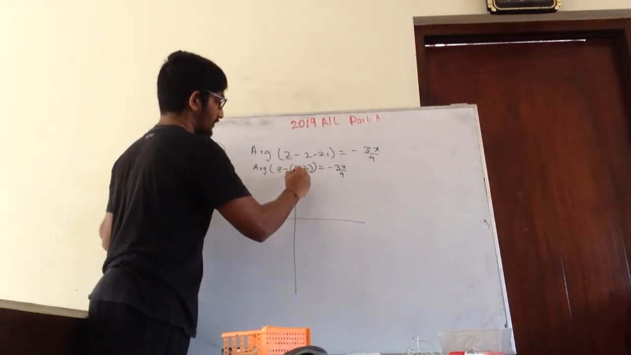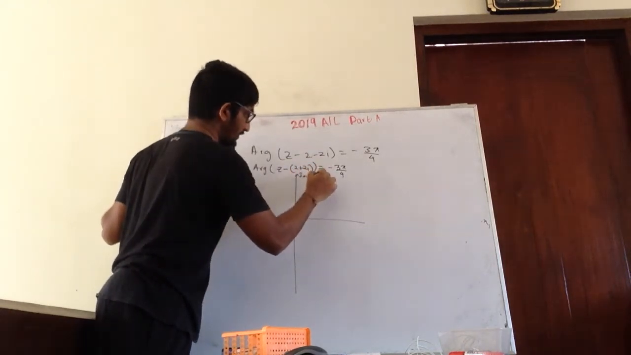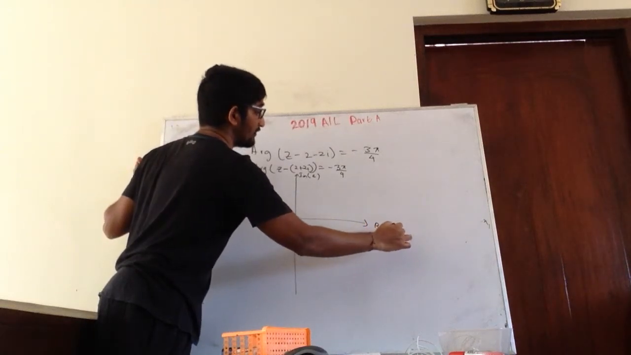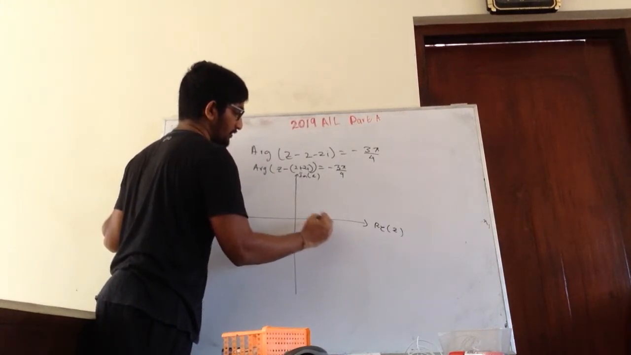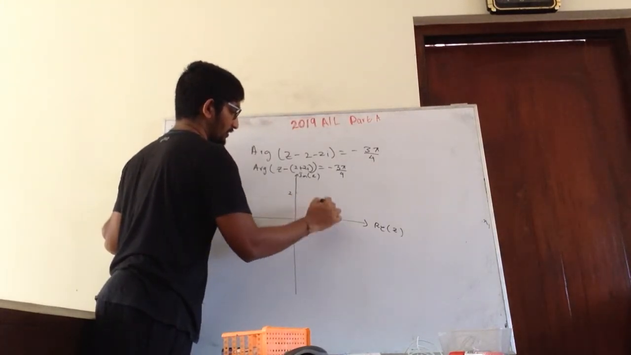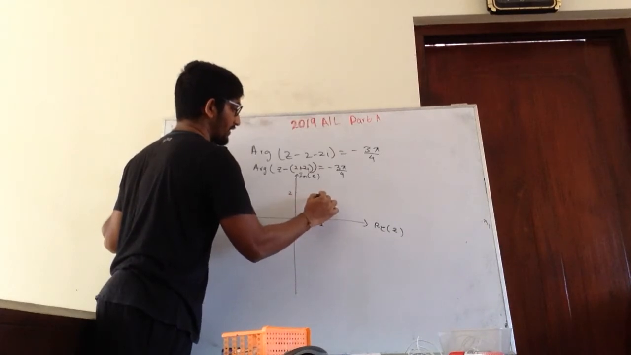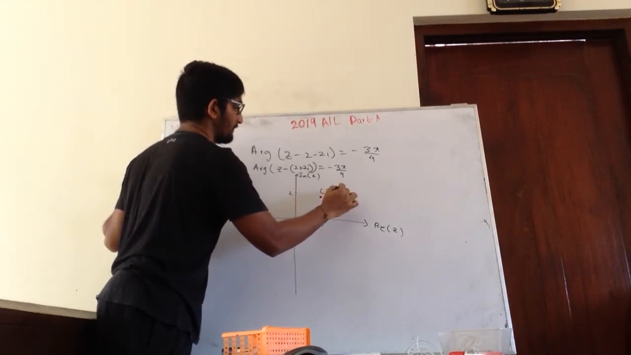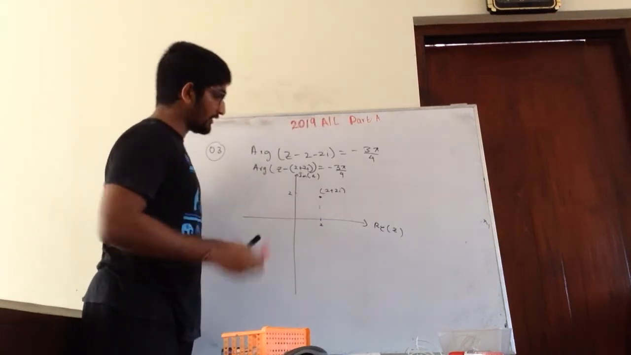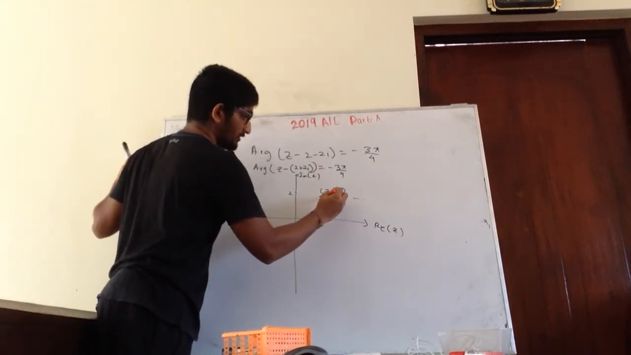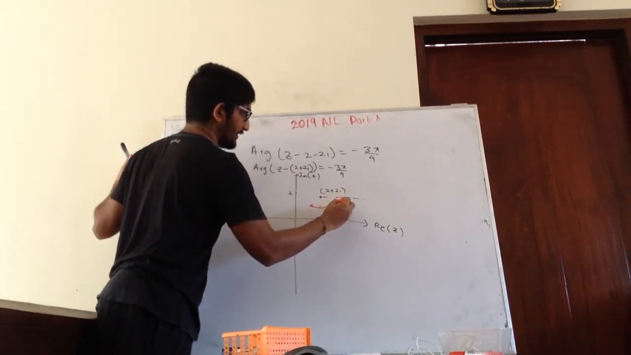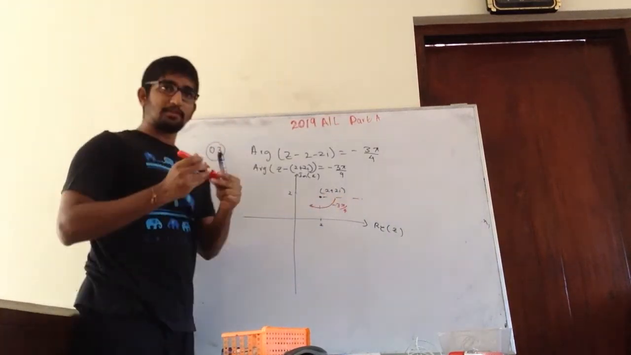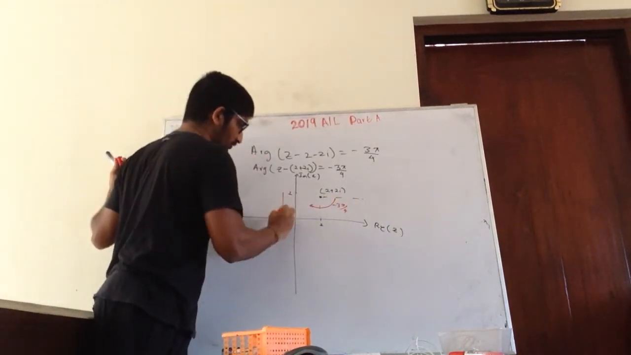So you have the imaginary axis here, the real axis here. Here this is 2 plus 2i, so basically 2 and 2. Somewhere around here you get 2 plus 2i, and then the angle is measured from here. This is minus 3 pi over 4.